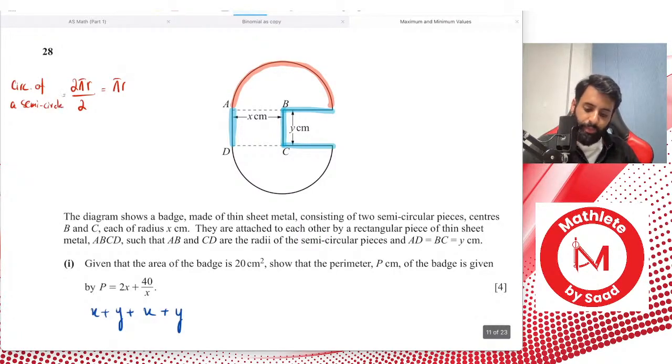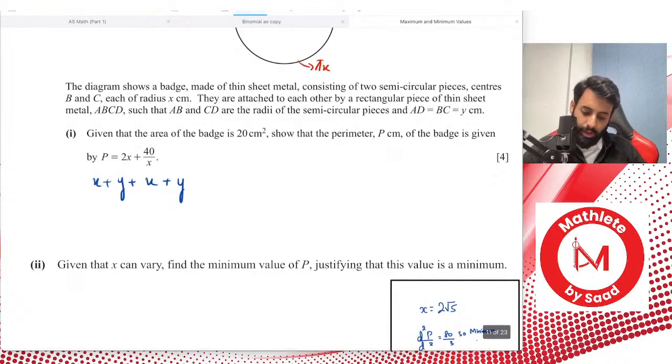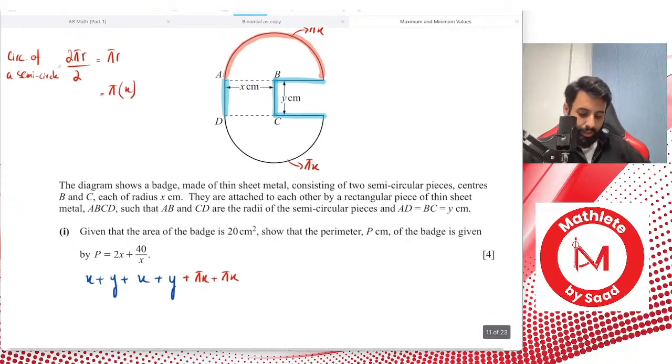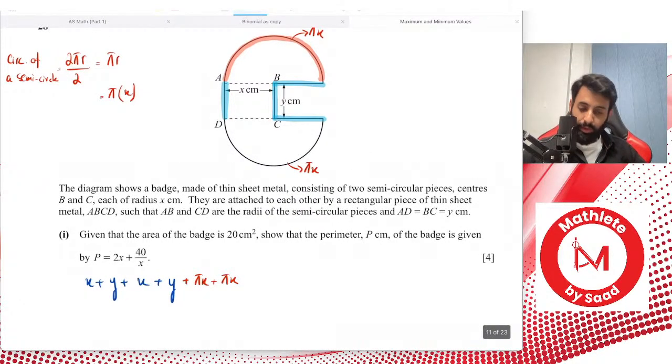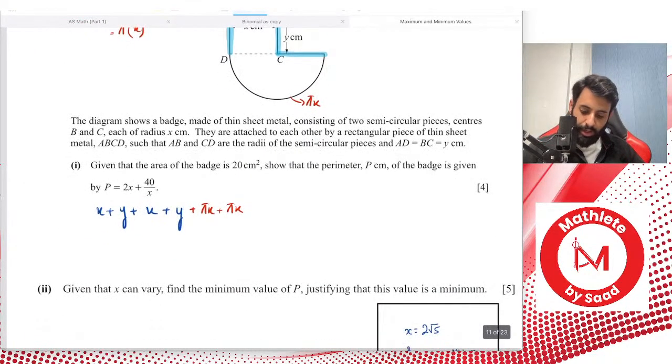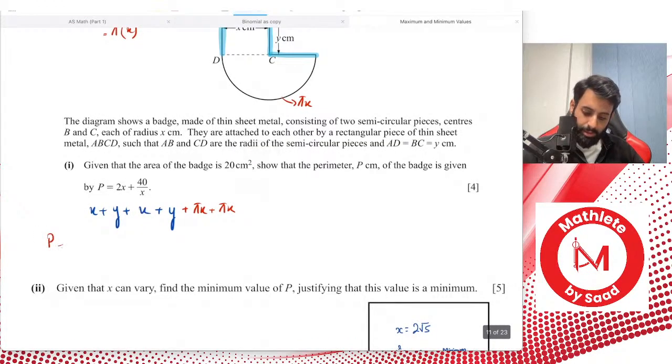Okay, now, so pi into r, which is equal to x. So if this is equal to pi x, it's understood that this length will also be equal to pi x. All right. So let's see, what do we have? So we have plus pi x plus pi x. Now, if you look at the question, if you simplify this, by the way, so let's see, what do we have? So the perimeter of the badge becomes 2x plus 2y plus 2 pi x.